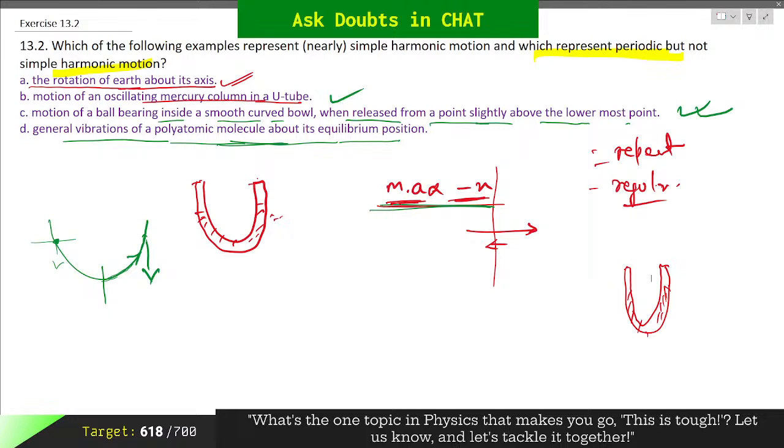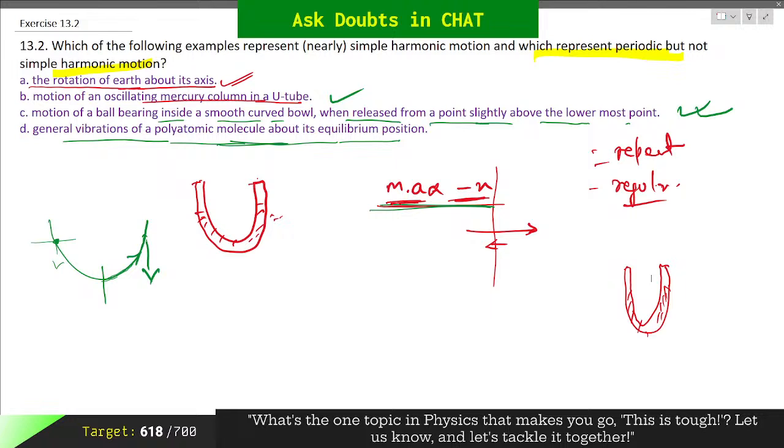Third option is motion of a ball bearing inside a smooth curved bowl when the ball is released. Here the ball bearing oscillates back and forth around the lowest point of the bowl, so the motion is periodic. And when we want to check its simple harmonic nature, when the ball is released from the top position, it has maximum potential energy, which is converted into kinetic energy when it is at the base, and then again it translates to potential energy as it reaches the top position on the other side. Now if we neglect the frictional force, as it is mentioned over here that the ball bearing is nearly frictionless and the bowl is also very smooth, so we can neglect the friction force, so we can say that the simple harmonic motion is there.